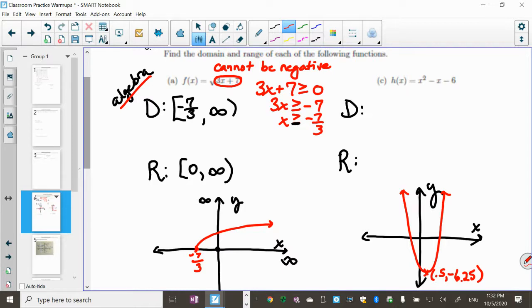So first of all, the domain is very easy. There's no restrictions at all. I can have all real numbers, so that's negative infinity to positive infinity. All real numbers, there's no restriction.